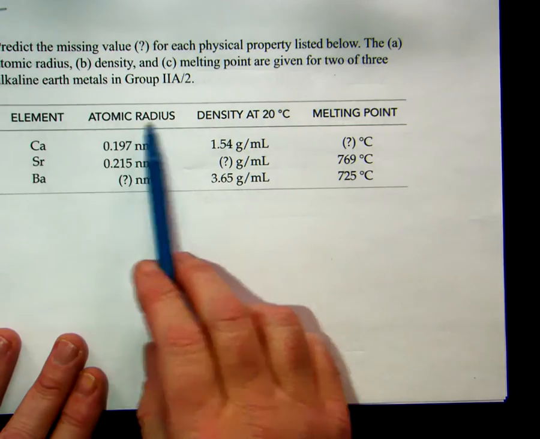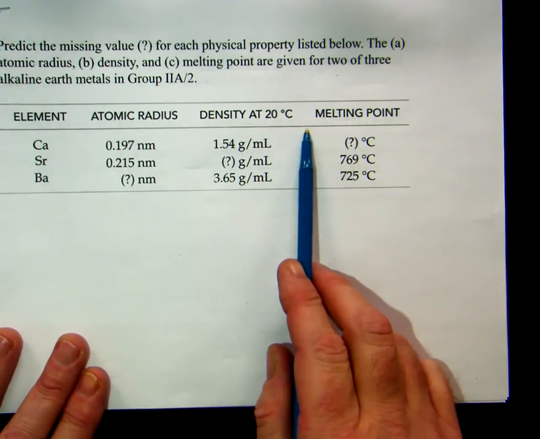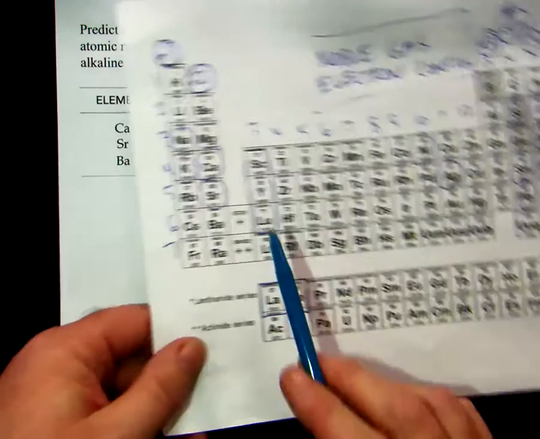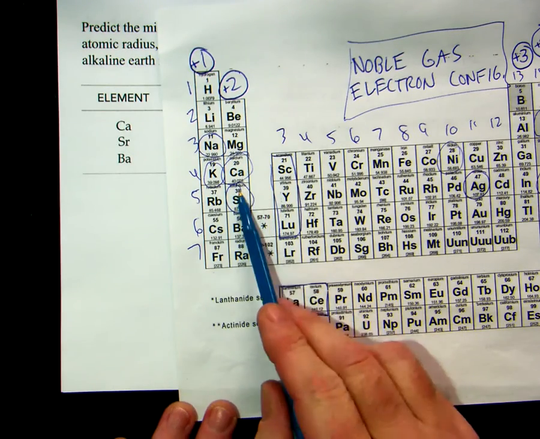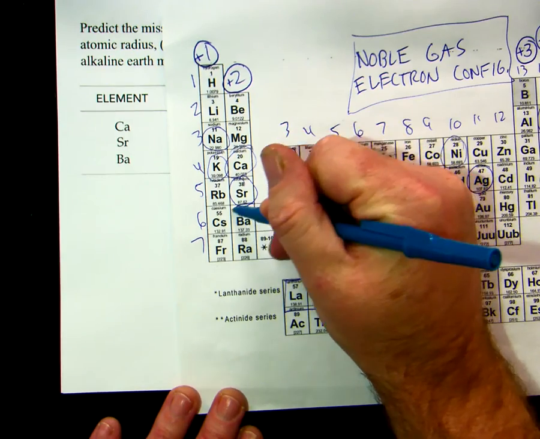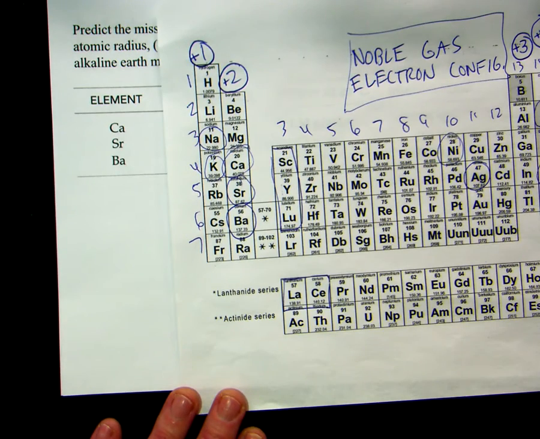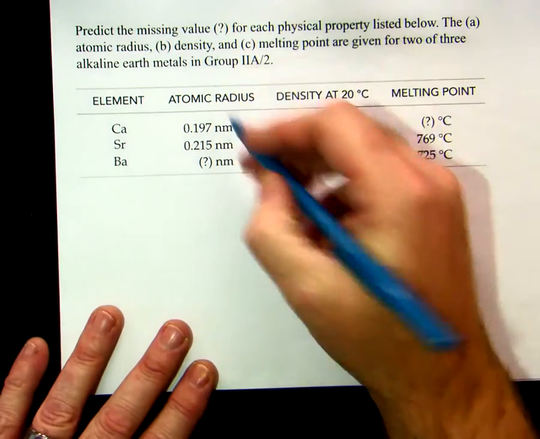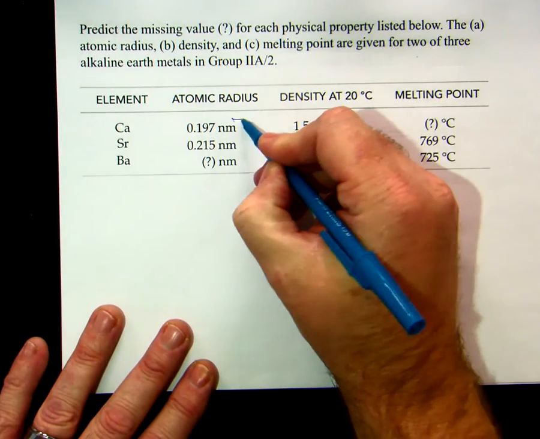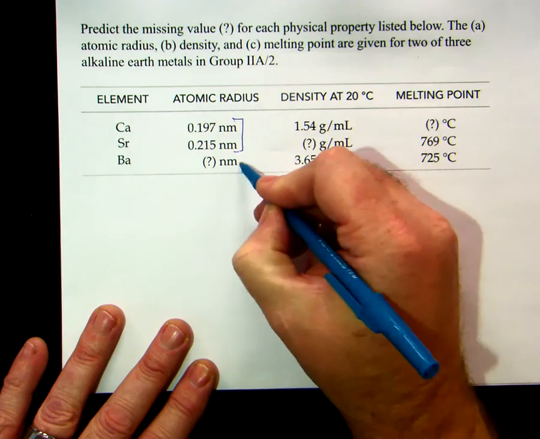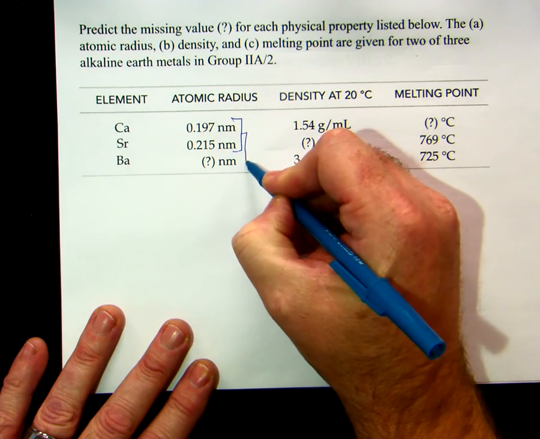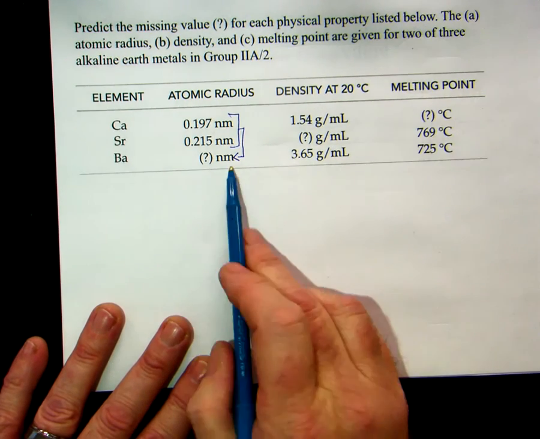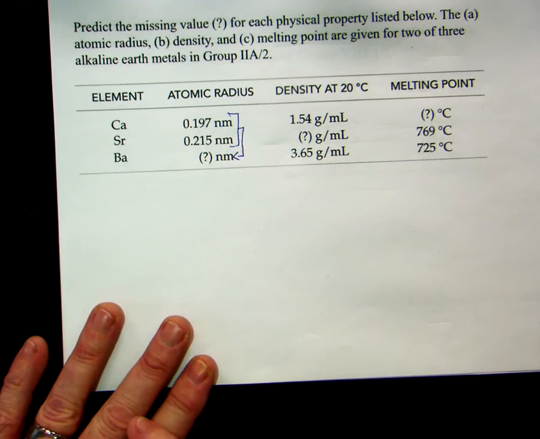So here are some properties that are being observed, and the idea was at a certain point, researchers knew information about calcium and strontium, but they might not have known anything about barium. Maybe that element hadn't been discovered yet. So let's say, for instance, they knew the atomic radius of calcium and strontium, and they were going to use that to predict what the atomic radius was for barium. Because if you know the atomic radius, it might help you be able to find it.